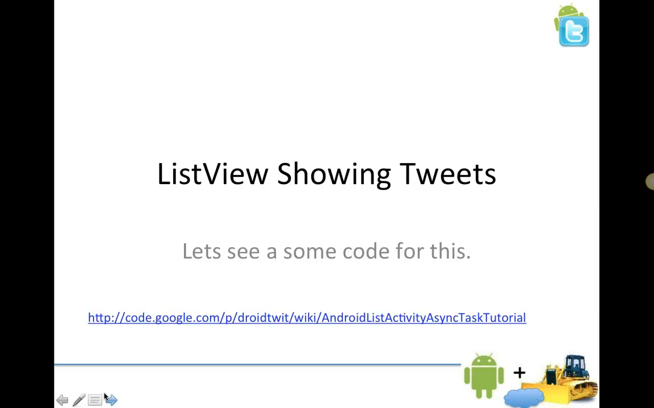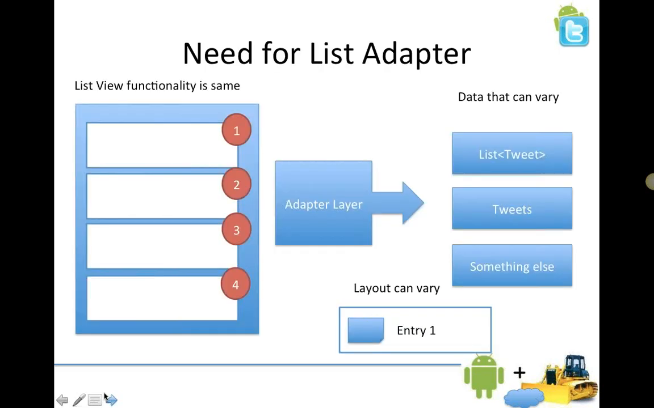So let's talk about showing these tweets in a list view. This is an interesting part. In Android, we have this list view, whose responsibility is to show a list of items. Each item which is shown, I'm calling the container for that item a plank in this presentation. So list view will show planks which can be scrolled up and down, and on each plank you can have a text box, an image view, something else, any layout.